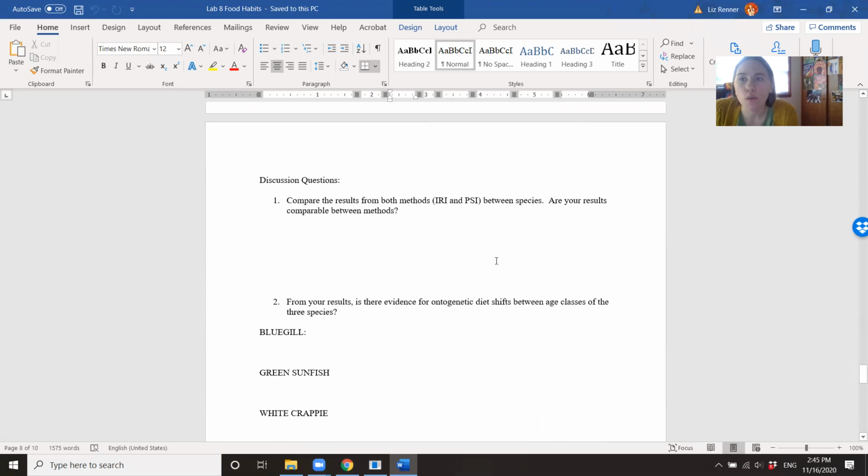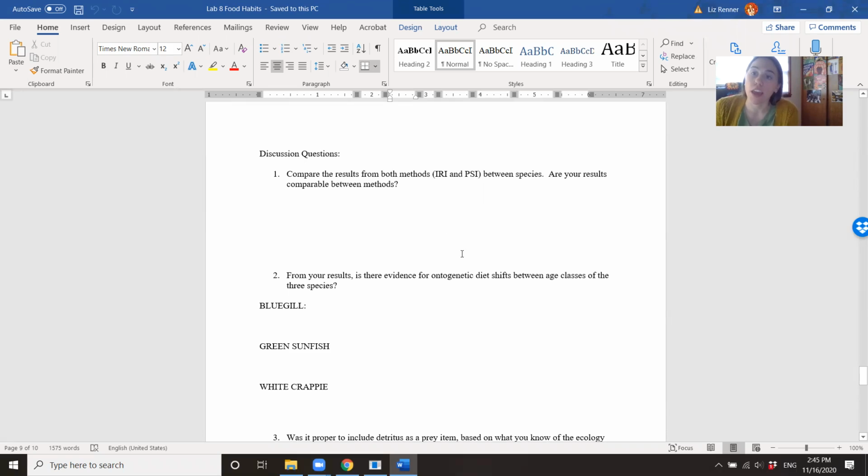Okay, and so here's the end of the assignment that I want you guys to think about. This is the bread and butter of it. What do these values mean, right? And so I want you guys to compare the results of both the methods, the IRIs and the PSIs between species. And so are your results comparable between methods?